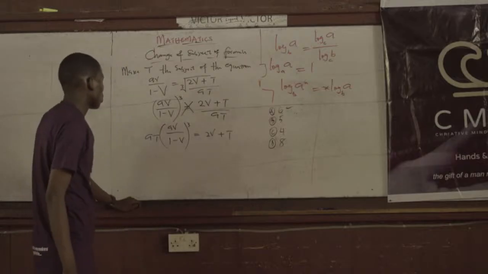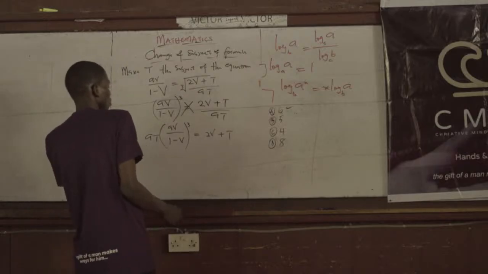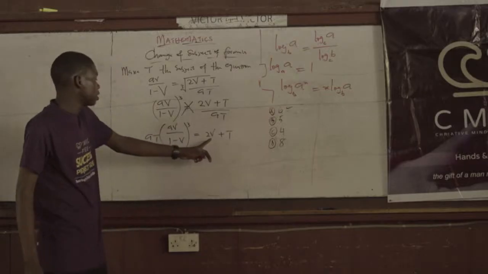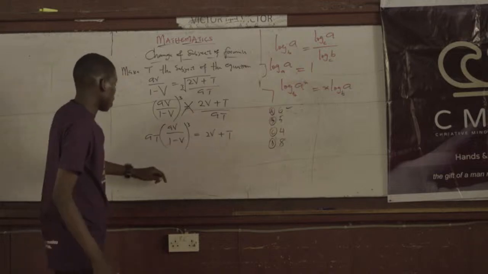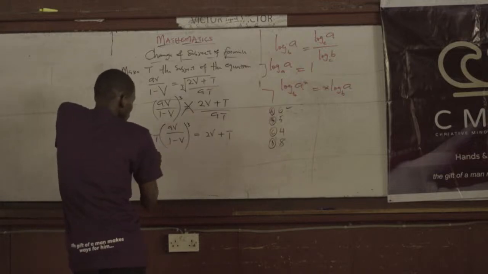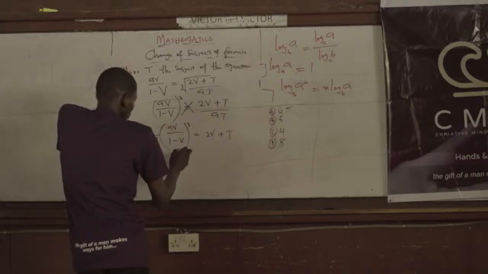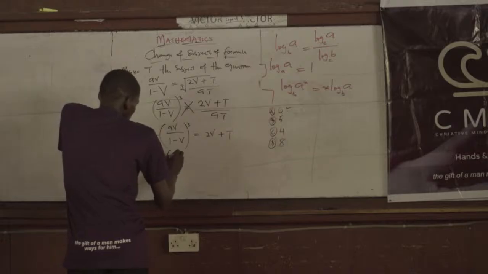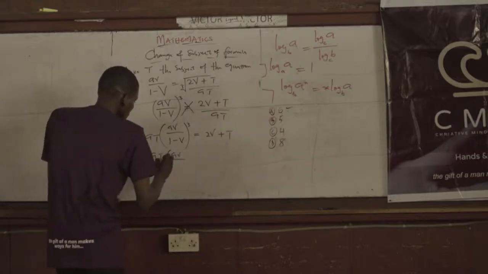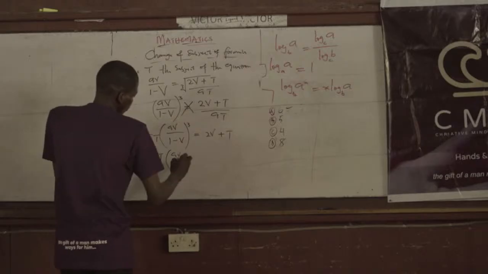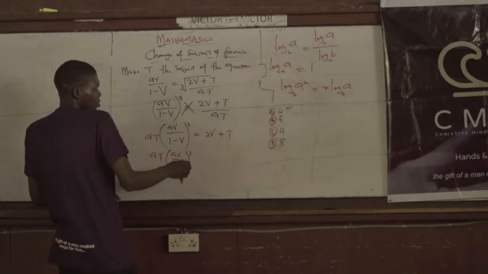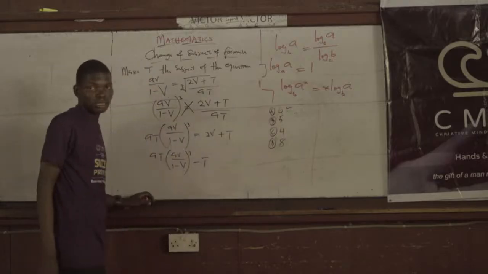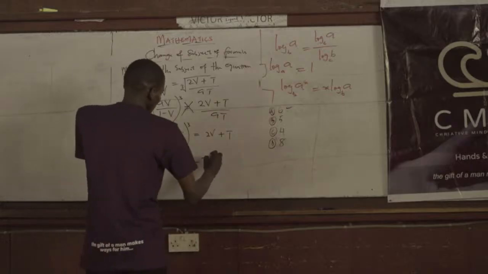Okay. So now I can send this one to this side. Let's send t to this side. So I'm going to have 80 into bracket AV over 1 minus V, all raised to power 3. Sending t to this side will be minus t. And that is equal to 2v.